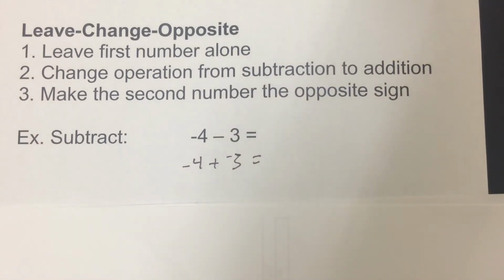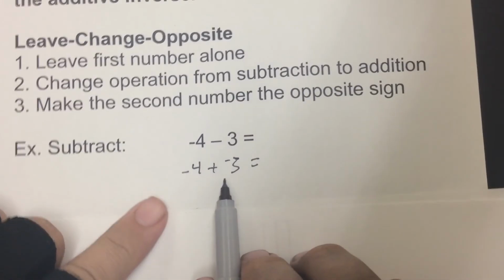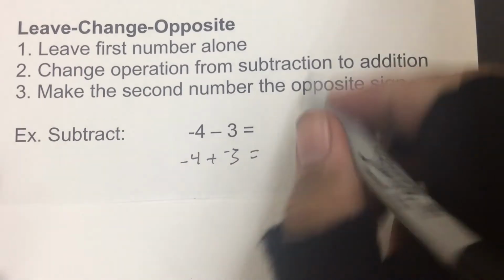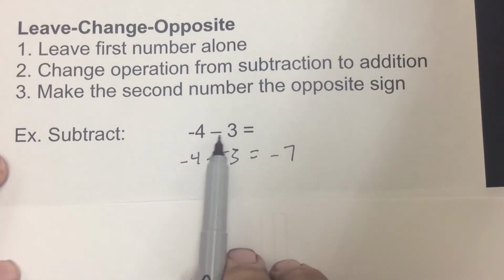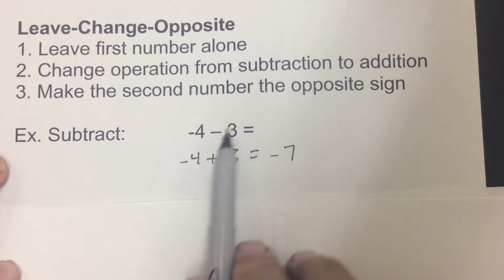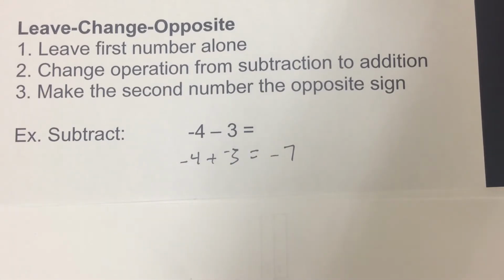So from here, we're just going to apply the same rules we did with addition. Negative 4 and negative 3, when we add them together, we get negative 7. So if you think about it up here, we'd be subtracting a positive away. If we take away a positive, we're going to make it more negative.